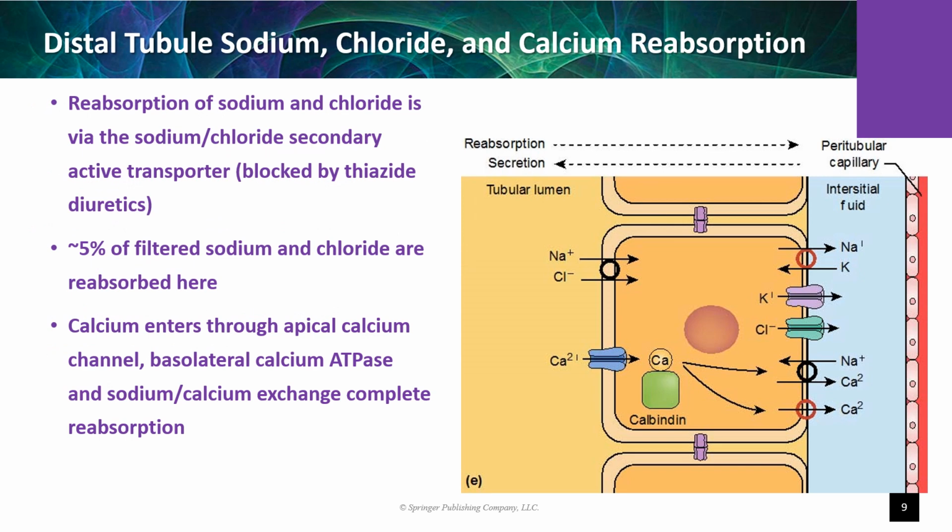The distal tubule is the shortest segment of the renal tubule. Electrolyte reabsorption is the primary activity of the distal tubule. The sodium chloride cotransporter is blocked by thiazide diuretics.